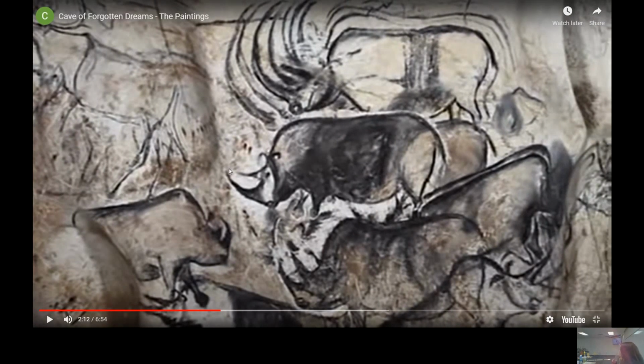So movement. Yeah, he's throwing his head back. That's what the horn is. They're trying to show the rhino moving its head. And they didn't know what other way to illustrate it, but no one else had tried to do that ever.